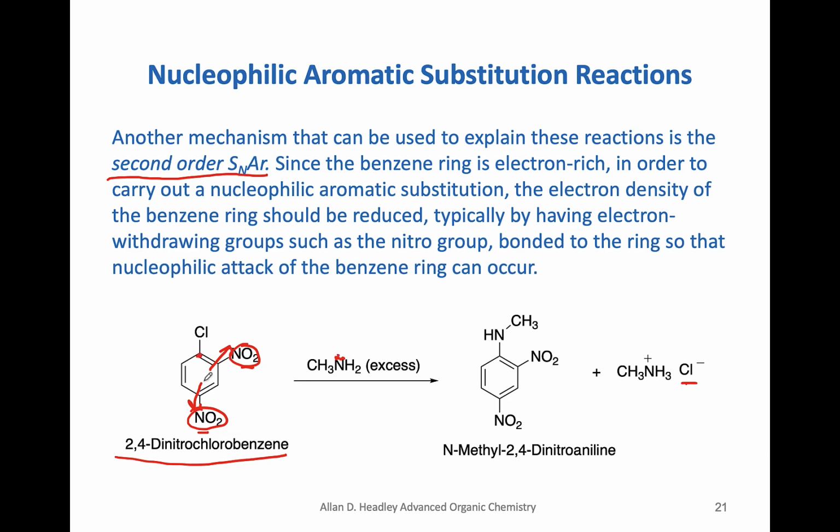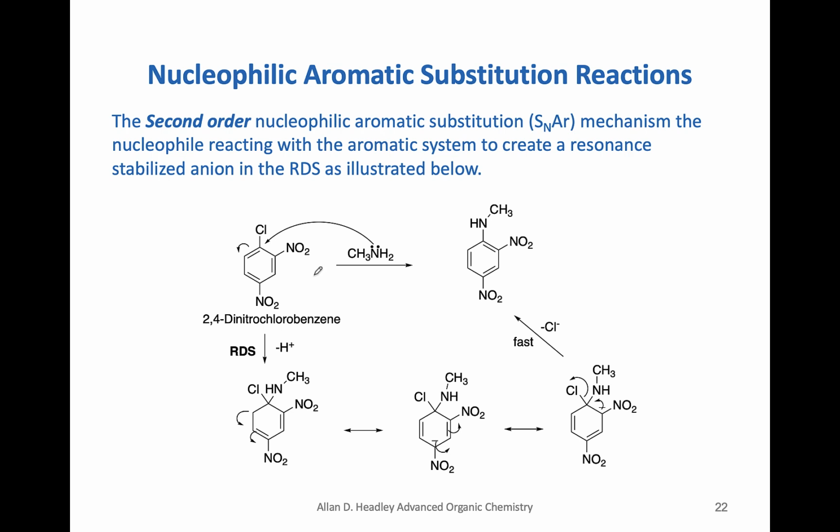Let's look at the mechanism a little closer. So here are the two electrons from the nucleophile reacting at this carbon. Why this carbon? Because this is an electronegative chlorine. This is a polar covalent bond, so this is partially negative, as you recall, and this is partially positive. It reacts here, and the tendency again for this reaction to go is because we have two electron withdrawing groups bonded to the benzene ring.